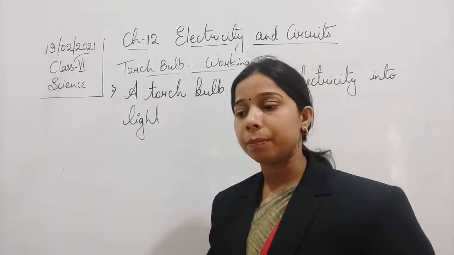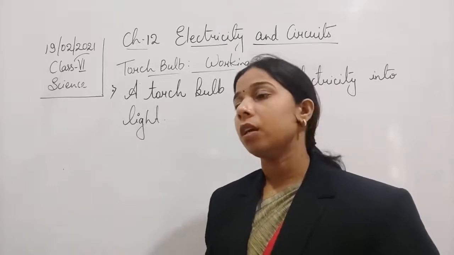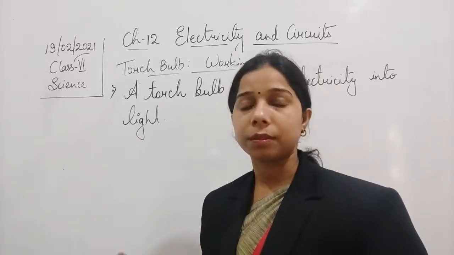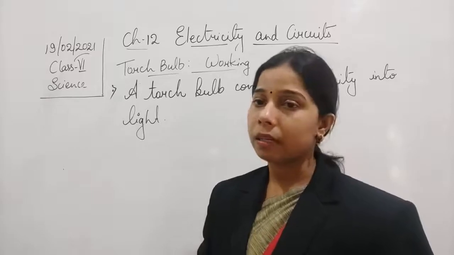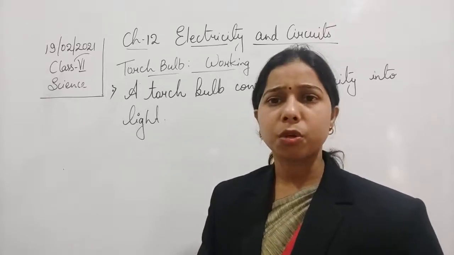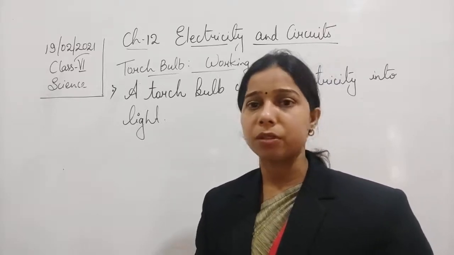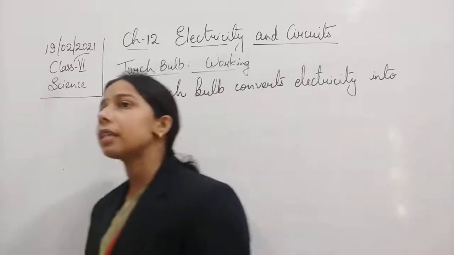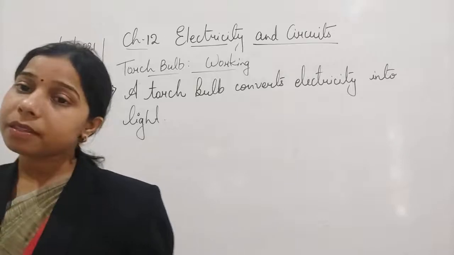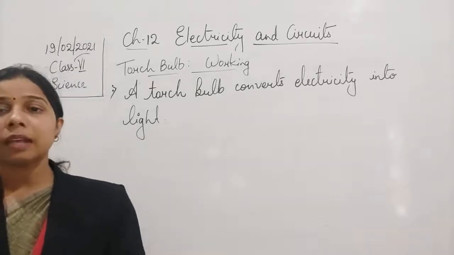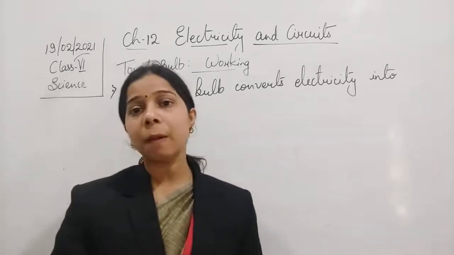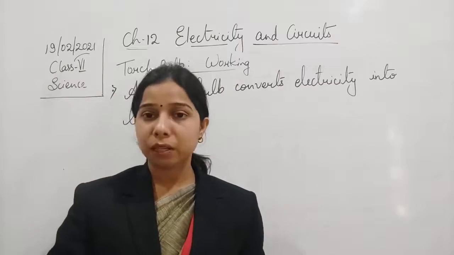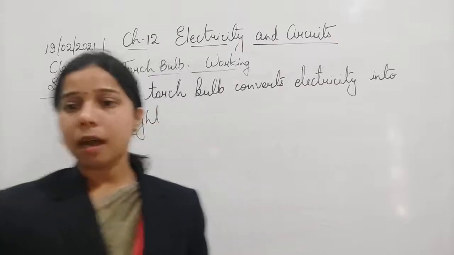So we will use it in the torch or for other purposes, like in a wristwatch also. That also helps in converting, because that is also providing a kind of charge. So simply we can say that one or two dry cells help in producing electricity, but that electricity is less in amount.